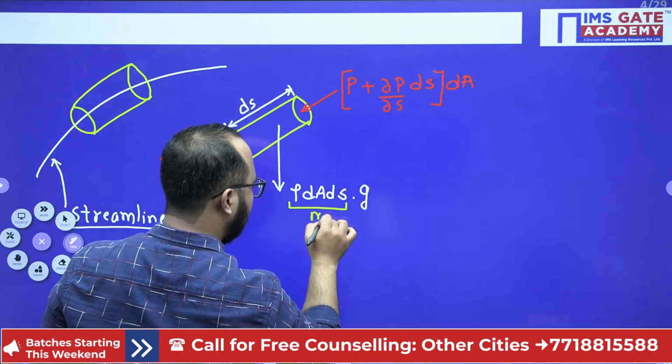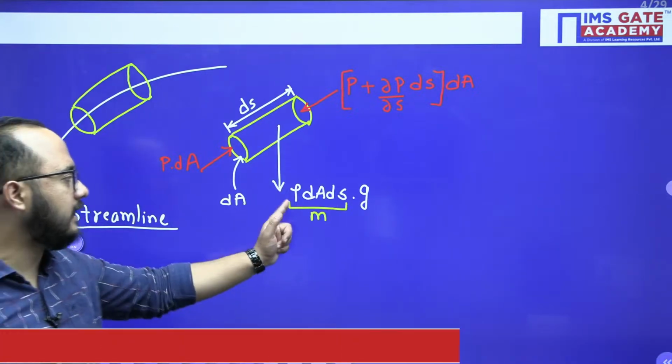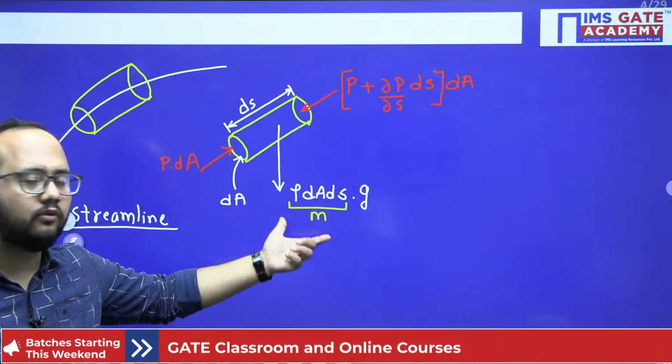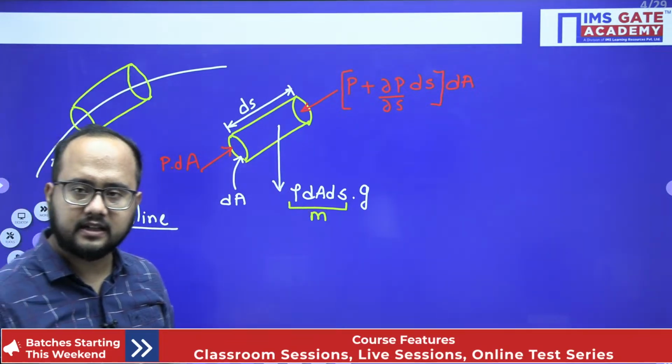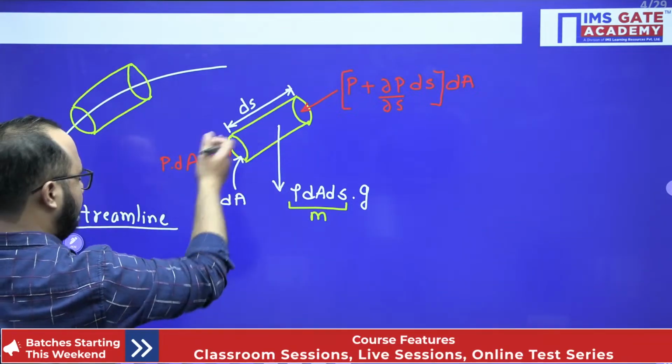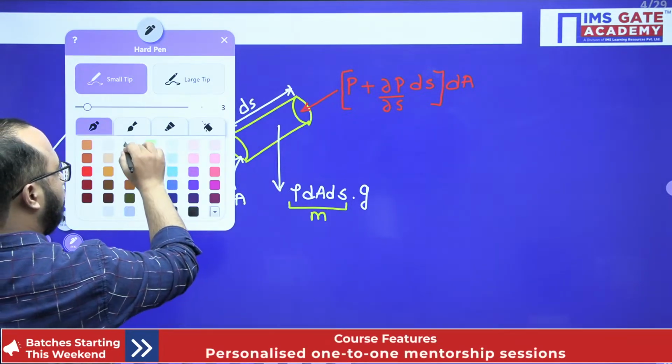So obviously it is clear that this is M. Density into dA into ds is the volume. So density into volume gives mass, mg. So pressure, force, and this weight also we have discussed. Now, let's suppose one more thing I can assume here.